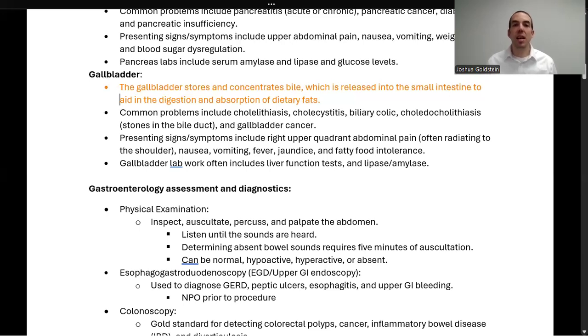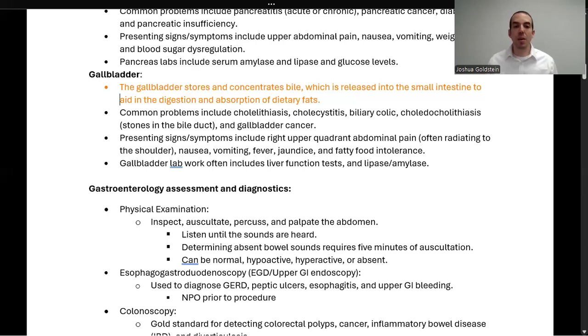This is used to diagnose conditions such as GERD, peptic ulcers, esophagitis, and upper GI bleeding. So it goes down in through the mouth, and it can check the esophagus, it can also get the stomach. Patients must be NPO prior to this procedure. It's a very common procedure. The patients do get partially sedated for this, but we do use this all the time diagnostically.